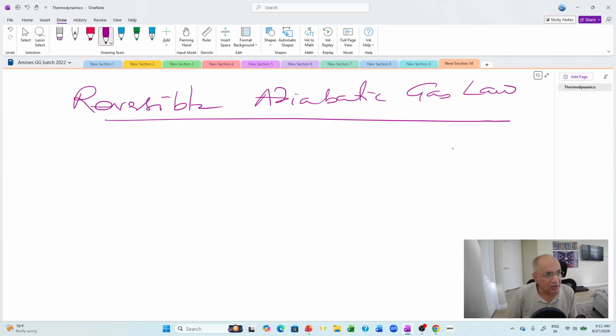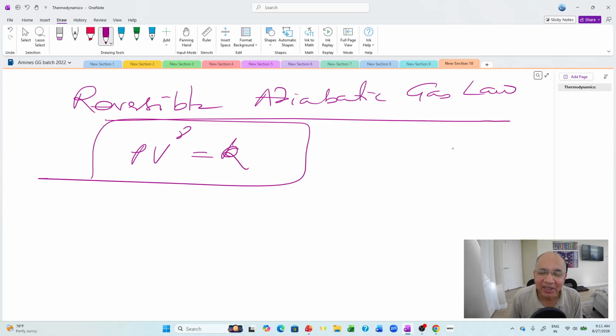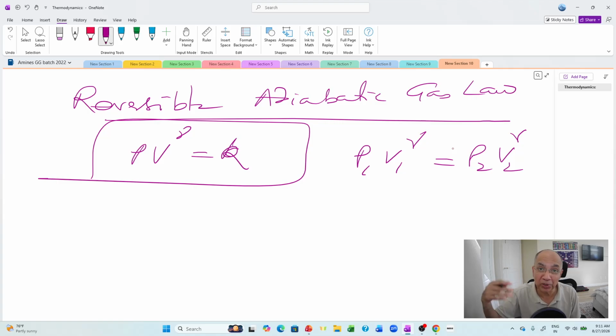Now, the reversible adiabatic gas law is not PV equal to constant. Boyle's law is changed to PV^gamma equal to constant, because everything is changing: temperature, pressure, volume, all are changing. That is P1 V1^gamma equals P2 V2^gamma. Gamma, I have told you, is Poisson's ratio, Cp by Cv, which is always greater than 1. Cp is more than Cv by an amount R.